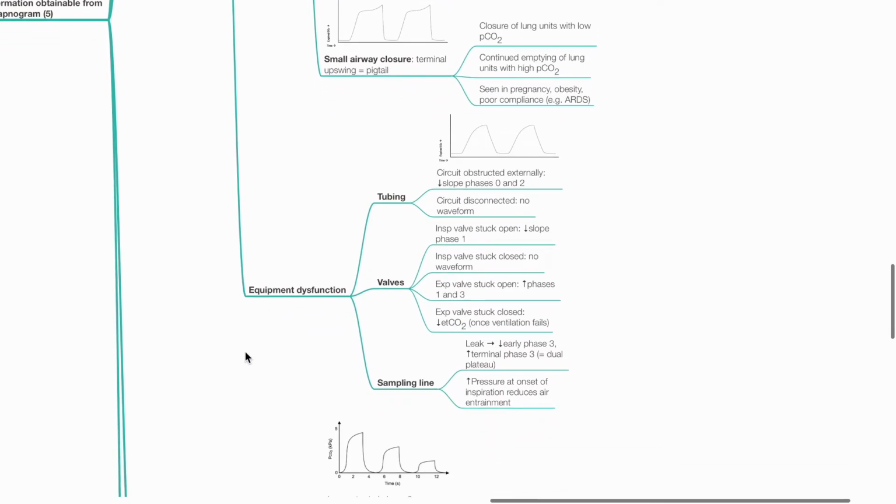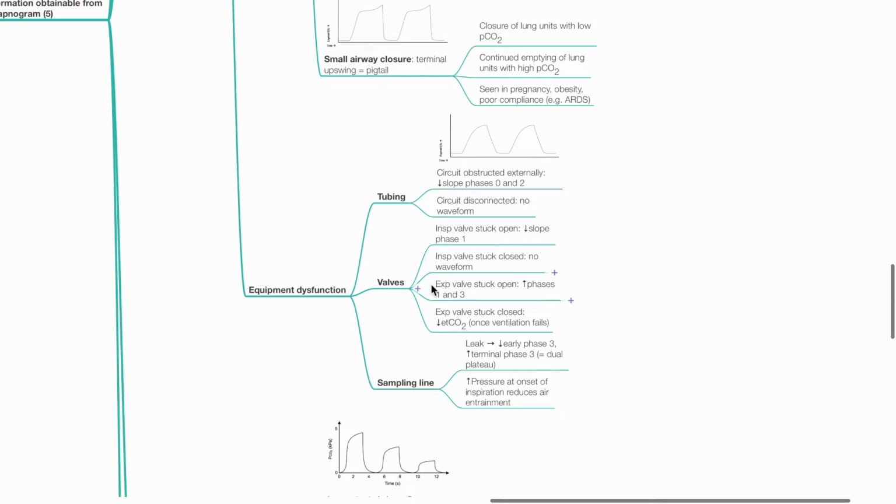Equipment dysfunction. Circuit obstructed externally results in reduced slope of phase 0 and 2. Circuit disconnected, there will be no waveform. Inspiratory valve stuck open, there will be reduced slope of phase 1. Inspiratory valve stuck closed, there will be no waveform.